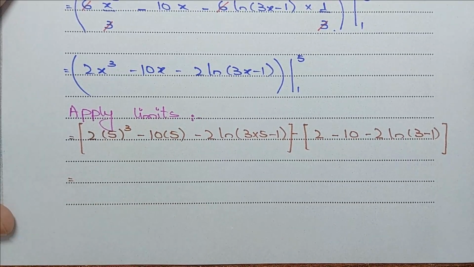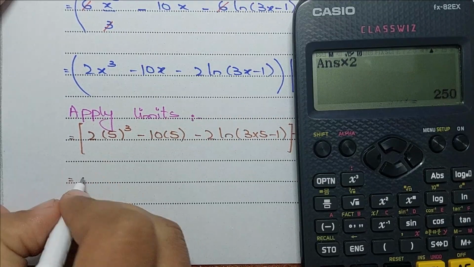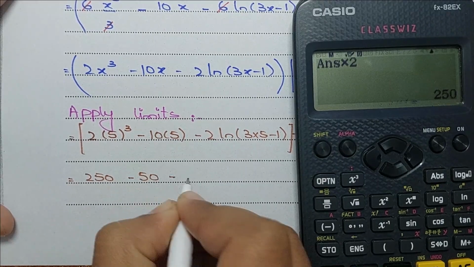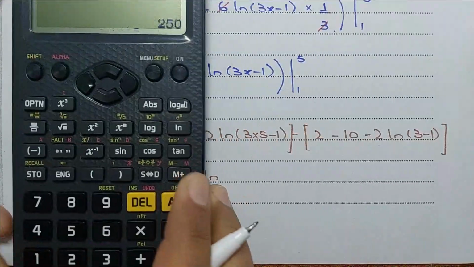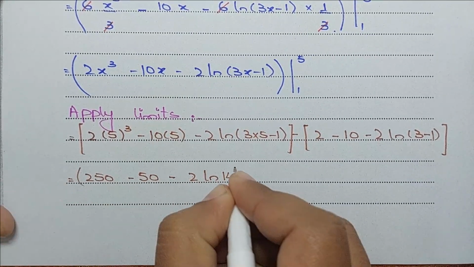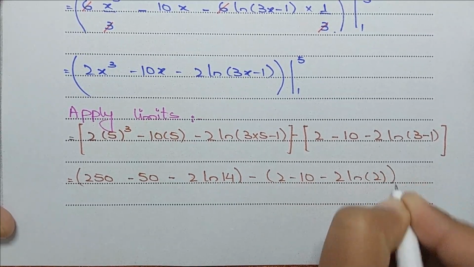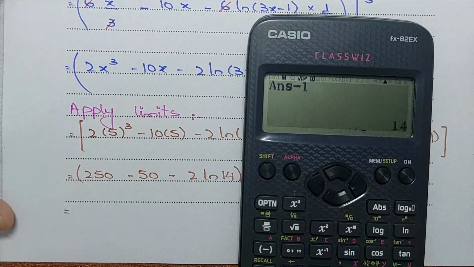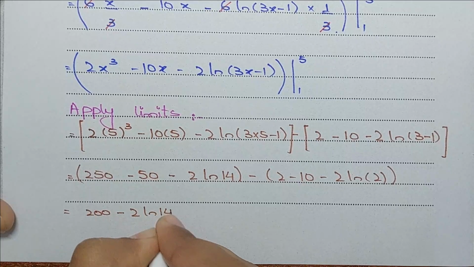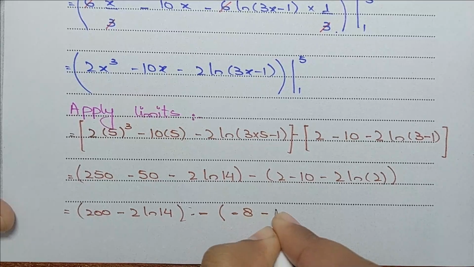Further simplification, this would be 5 cubed times 2, 250. 5 times 10 is 50 minus 2 ln of 3 times 5 is 15 minus 1 is 14, ln 14, minus 2 minus 10 minus 2 ln of 2. Okay, further simplification: from 250 take away 50 would be 200 minus 2 ln 14. And minus we have negative 8, negative 2 ln 2.